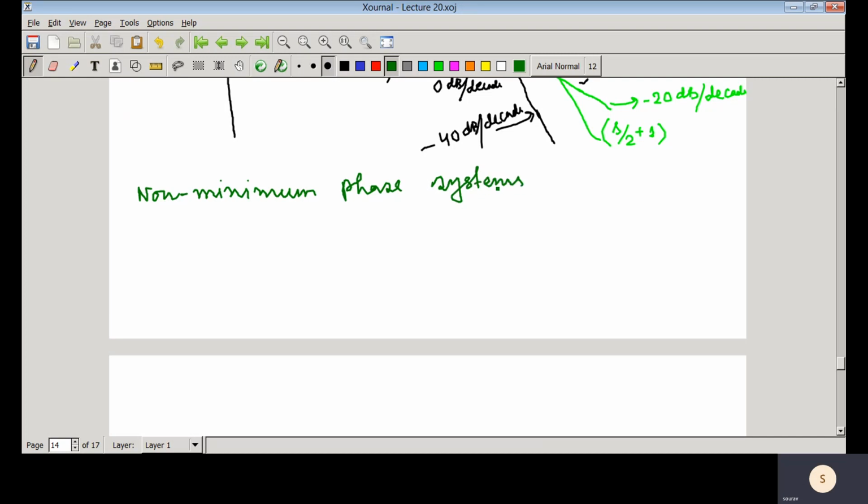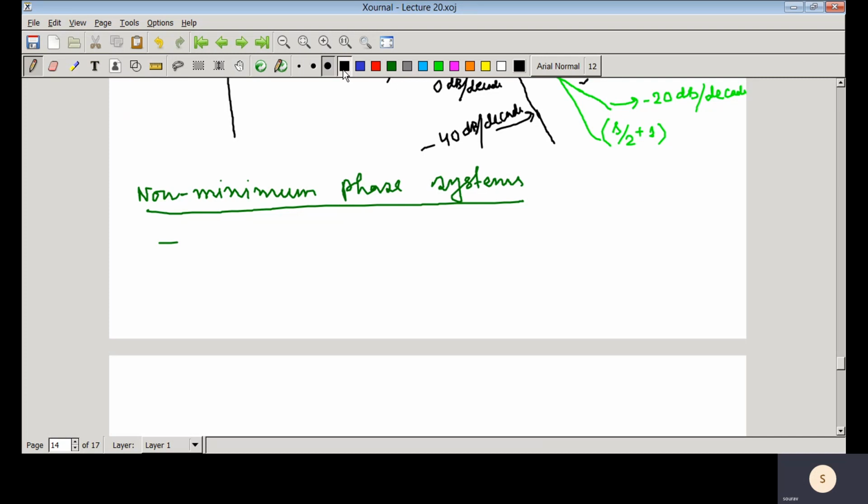So this is a class of systems. Its name is non-minimum phase system. Now I'll just give you some idea why it is called a non-minimum phase system. By definition, these are transfer functions having poles and/or zeros in the right half of the S-plane.